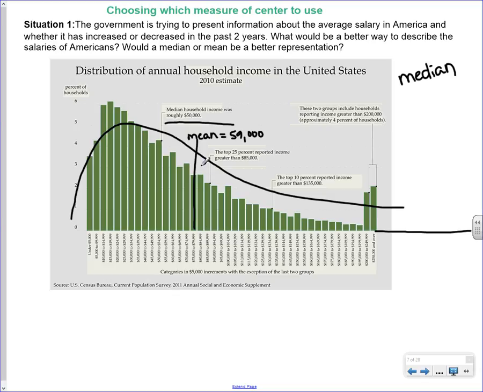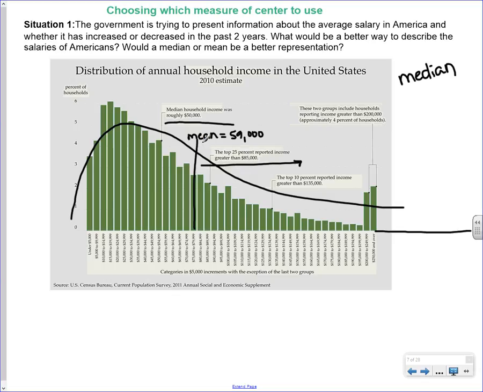So we can see that the mean is being pulled up by those higher numbers up here. So what would be a better representation of our data? Would it be better for the government to tell us what the median is or what the mean is? Well, they might want to tell us the mean, right? Because the mean is going to make it look like things are maybe better than they really are.